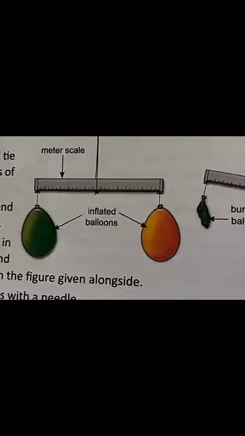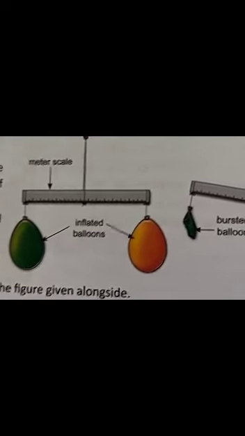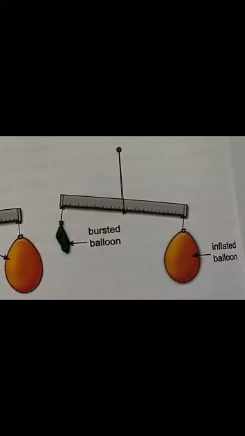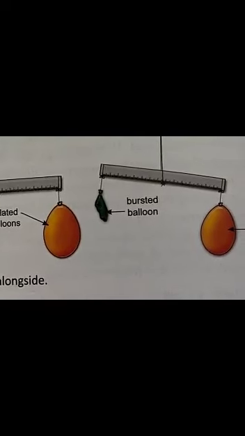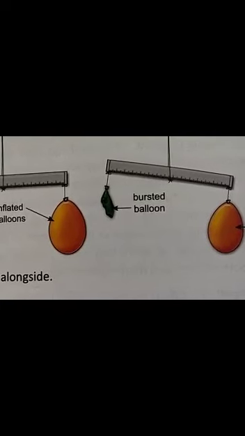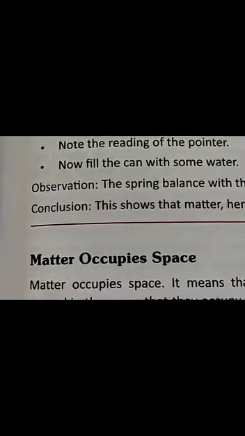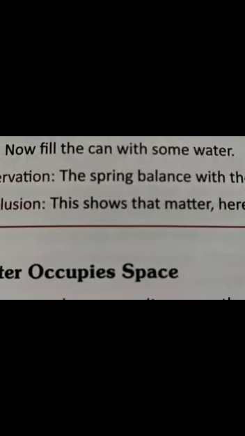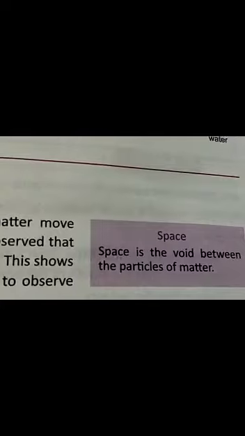In this experiment, we put two balloons on a scale, and what happened? The similar balloons made the scale balanced. But if one balloon is burst, then you can see the scale is slightly tilted up. So what does it show? That matter has mass. We also learnt that matter occupies space. But what is this word space? See, it is the void between the particles of matter.